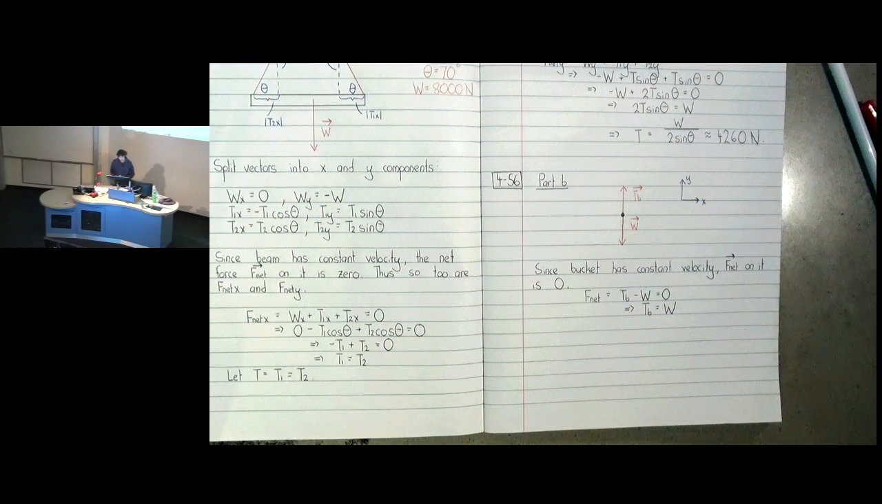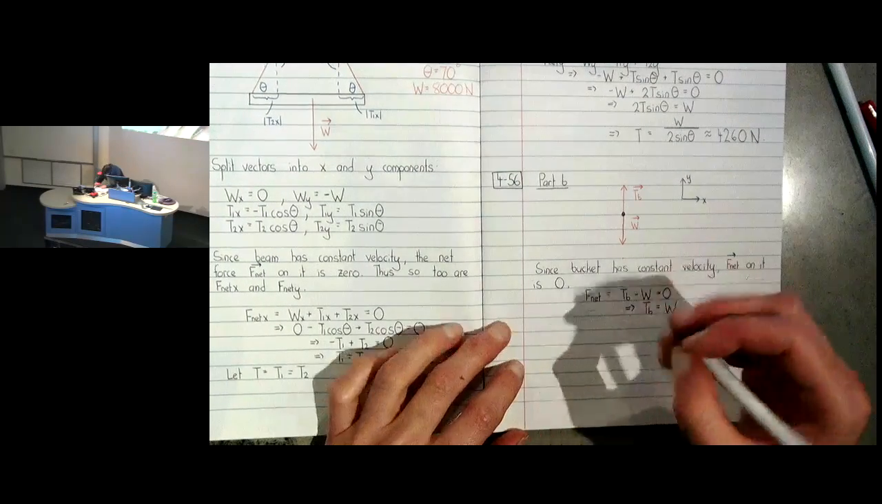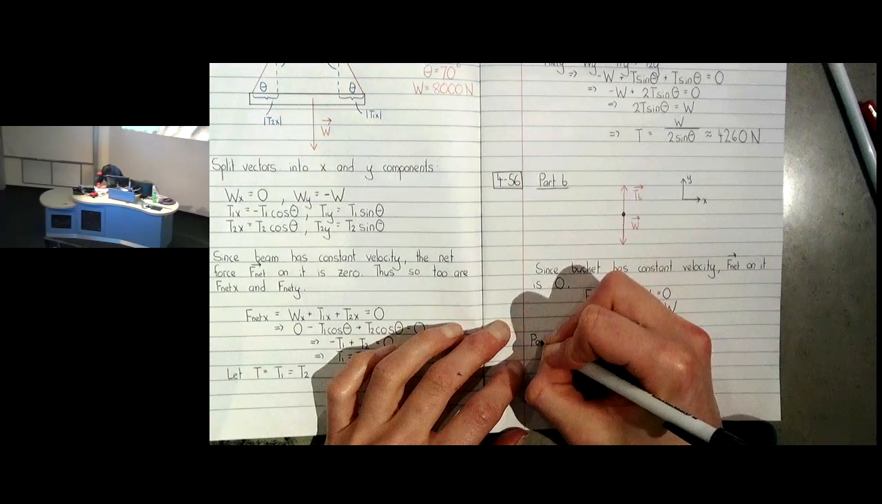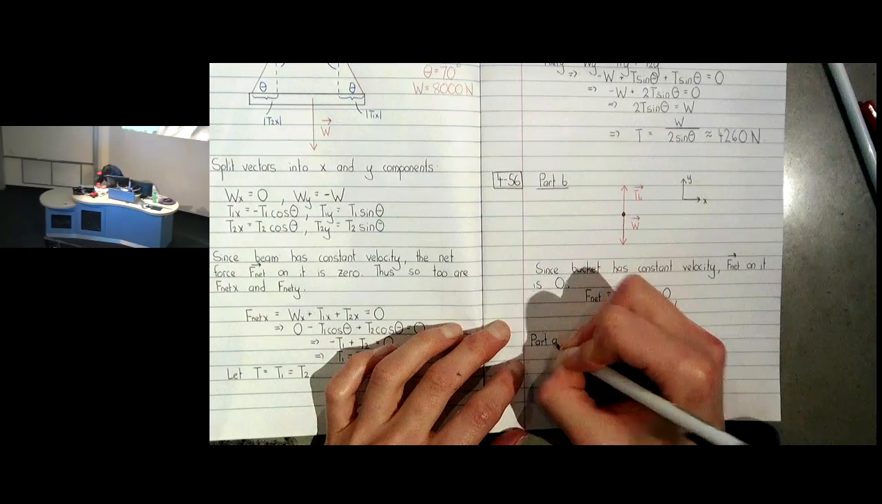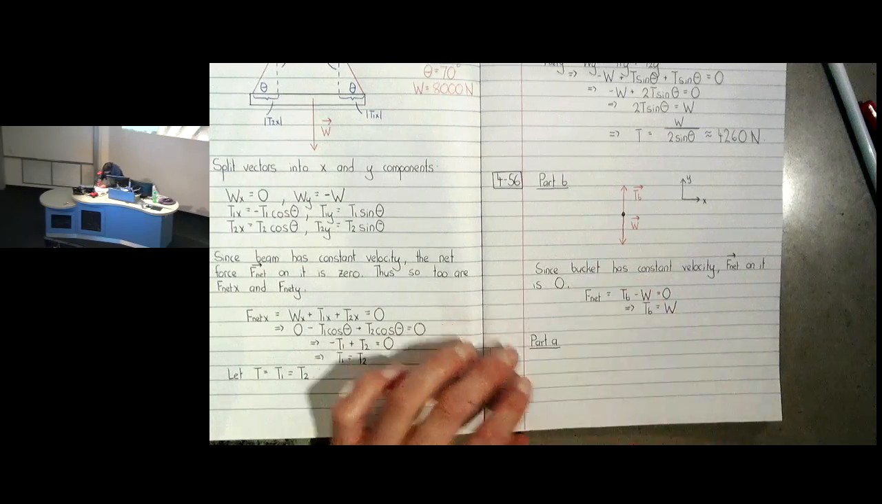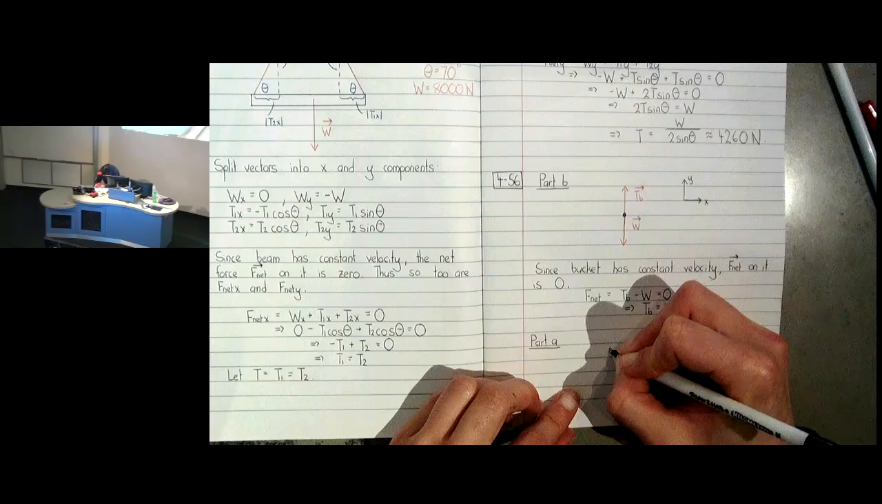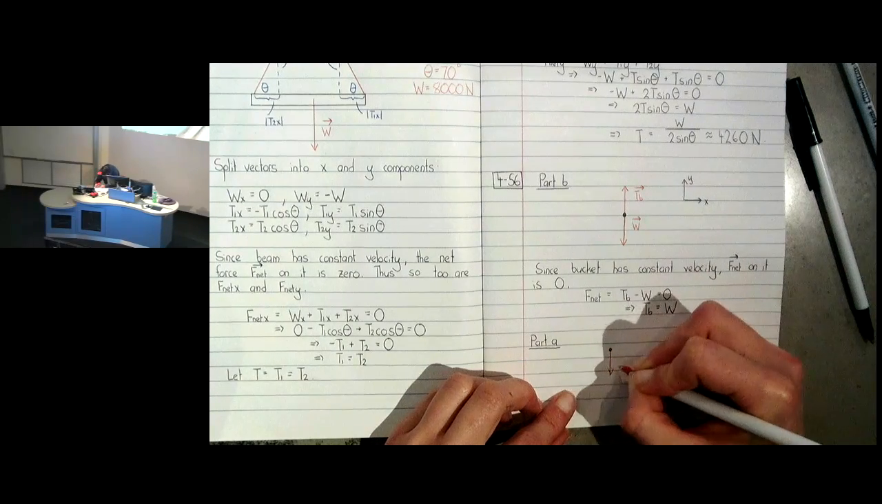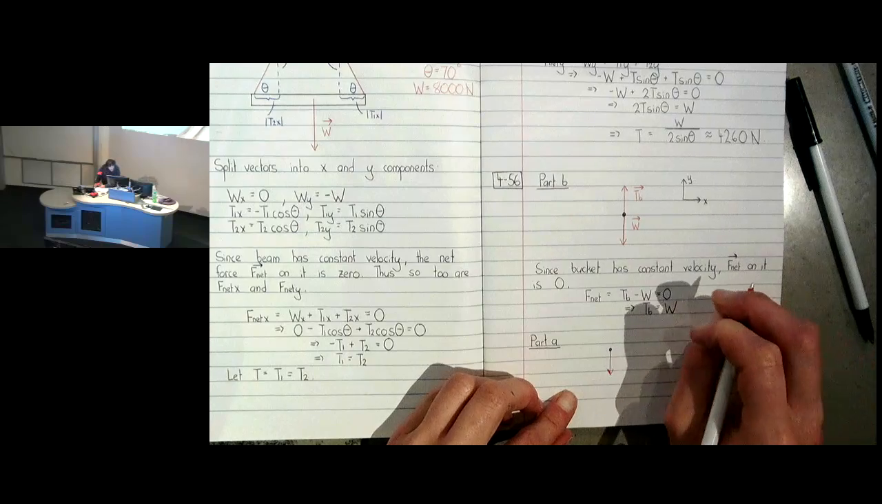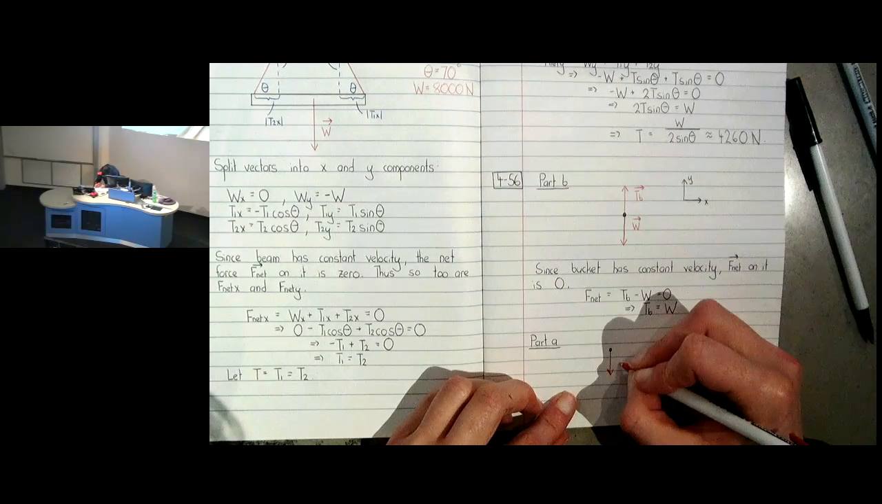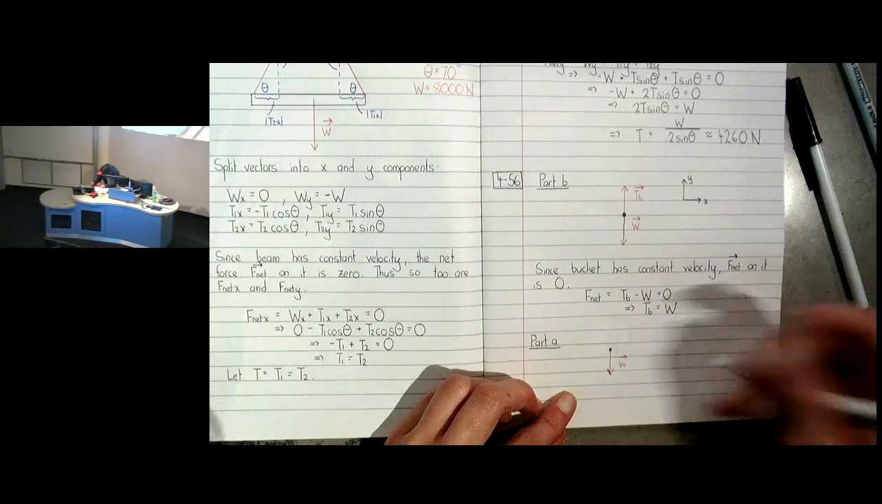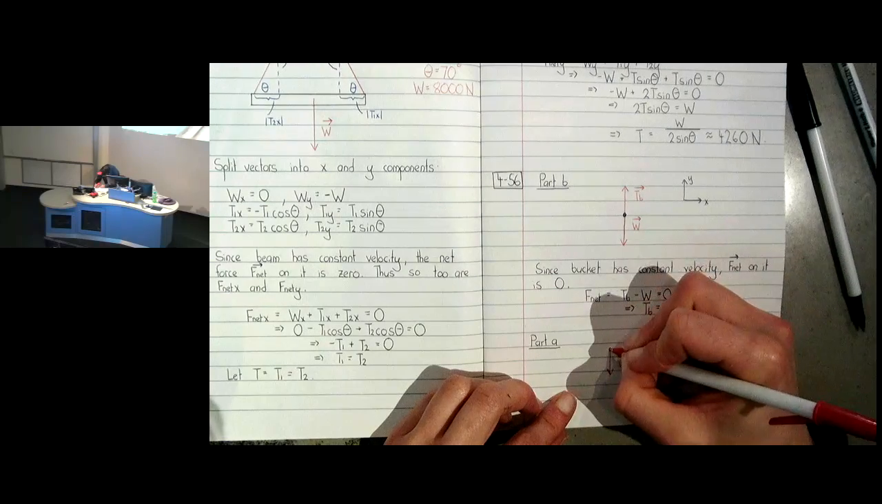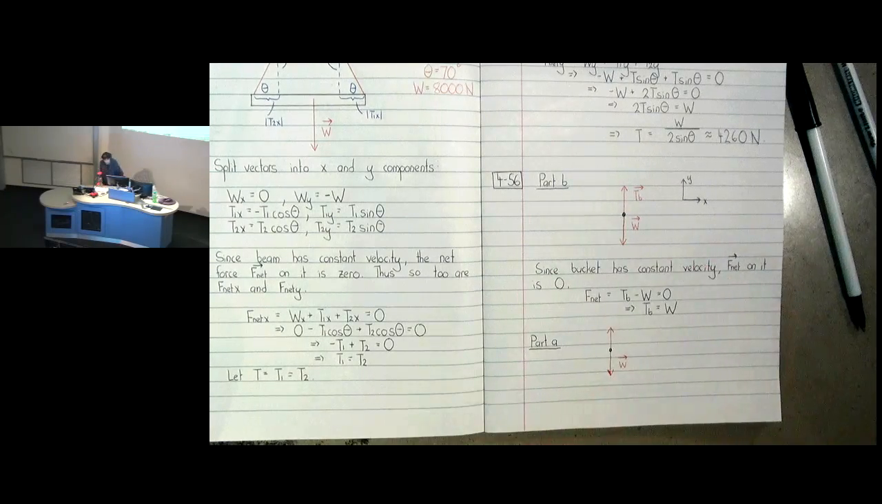However, we do have a part A. So in part A, let's draw what's happening in part A. What we have is, again, the bucket. And again, it's being acted upon by its weight. And this is the same bucket, so it has the same weight. Only this time, it has a different tension force acting on it, presumably.